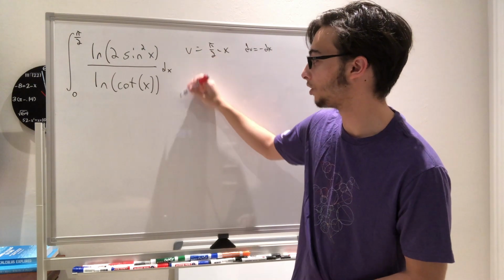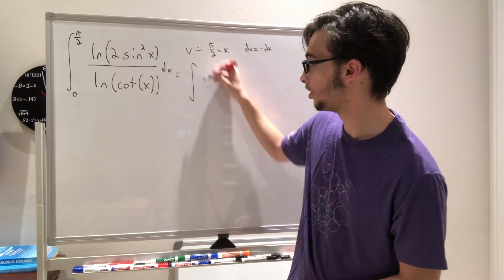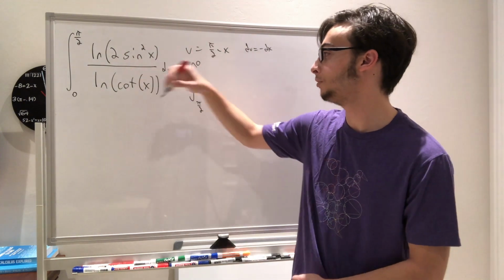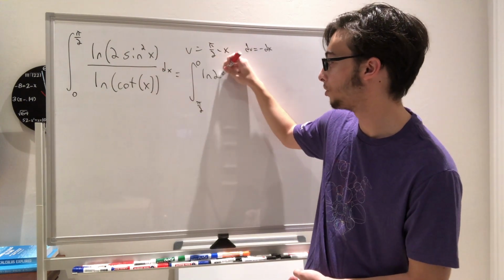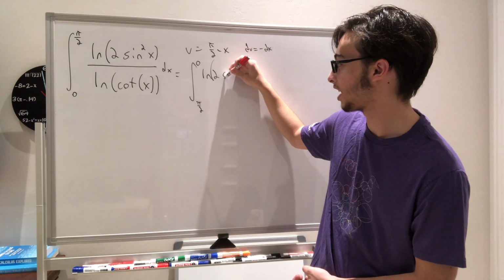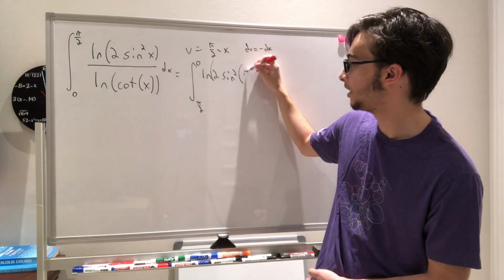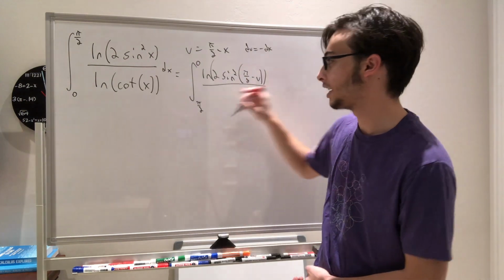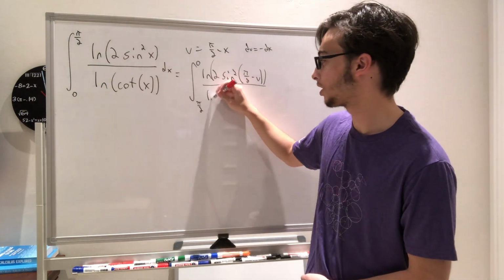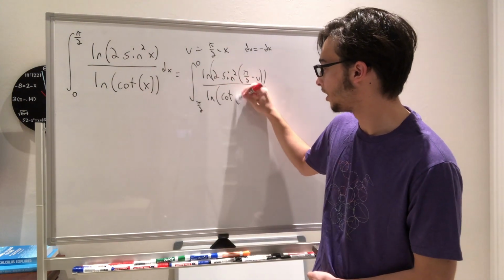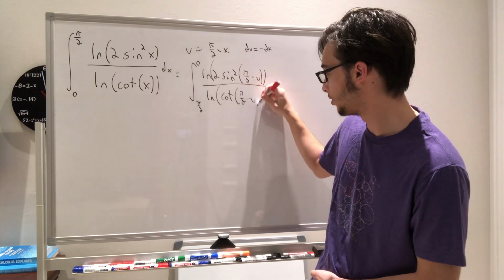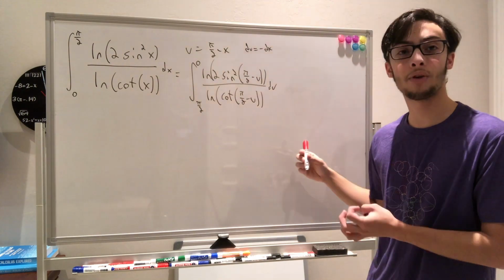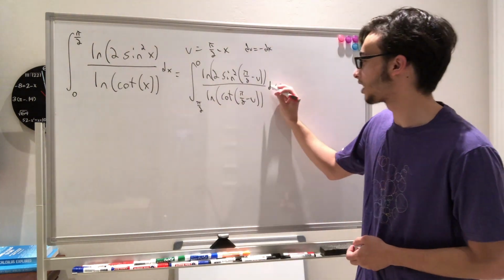So now rewriting this integral, we have this equals the integral from pi over 2, changing the bounds to 0, of natural log of 2 times sine squared of pi over 2 minus u, over natural log of cotangent of pi over 2 minus u du. Now we can employ the trig cofunction identities. Sorry, I forgot this negative sign.